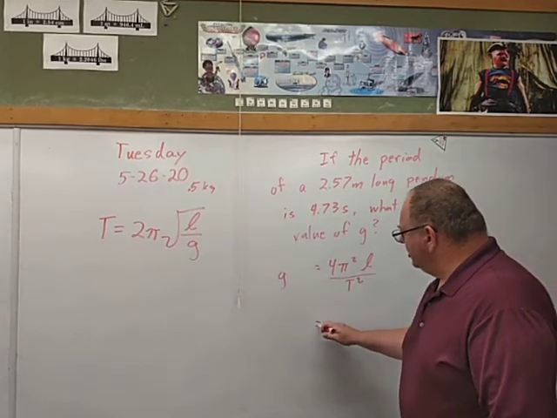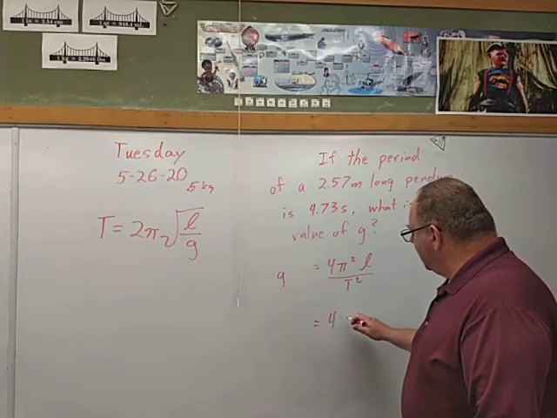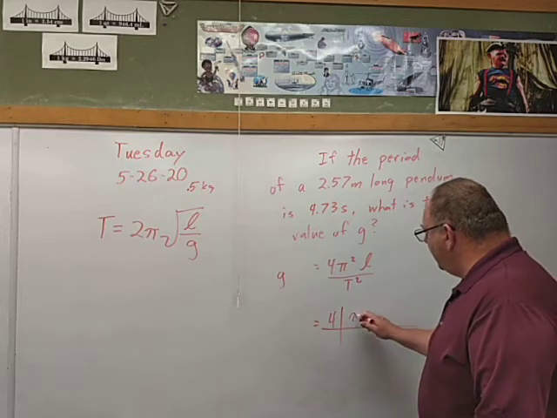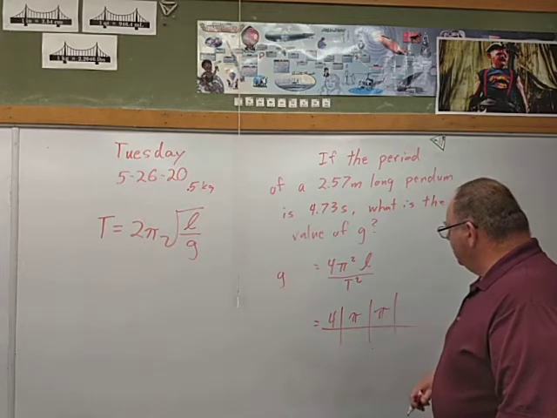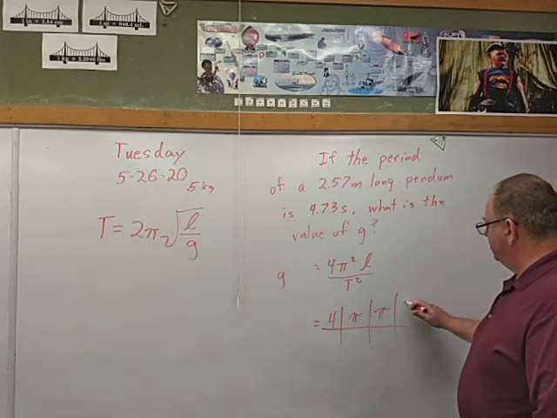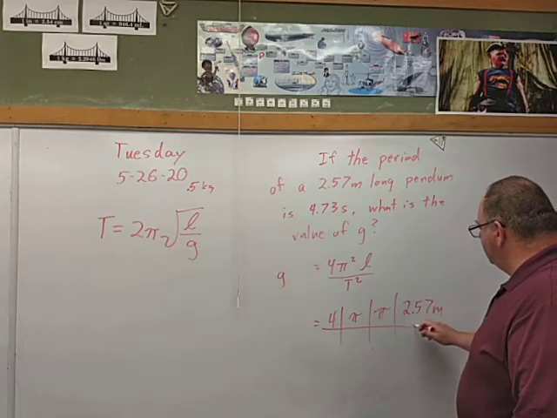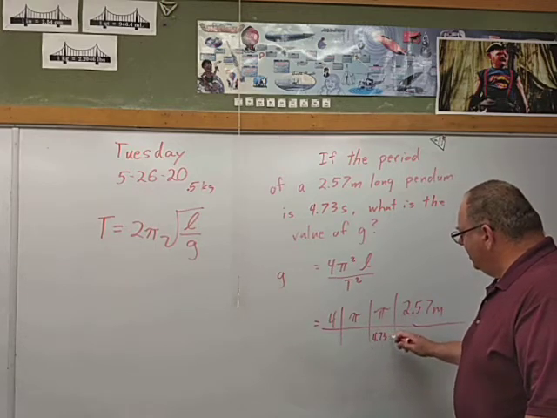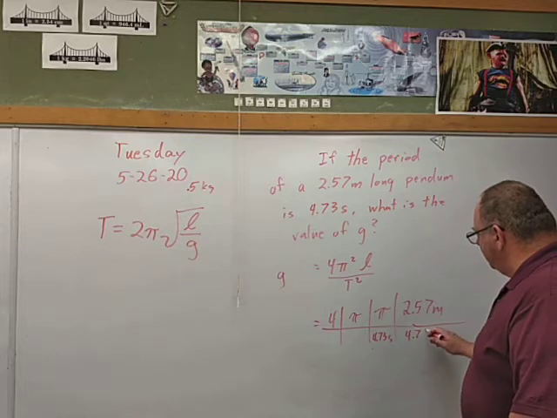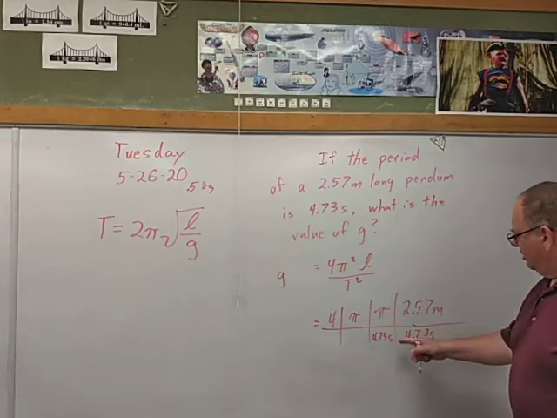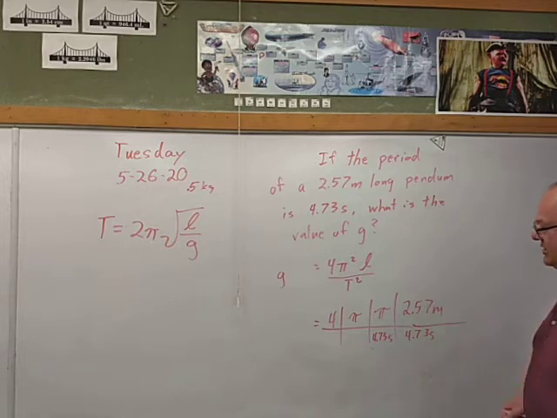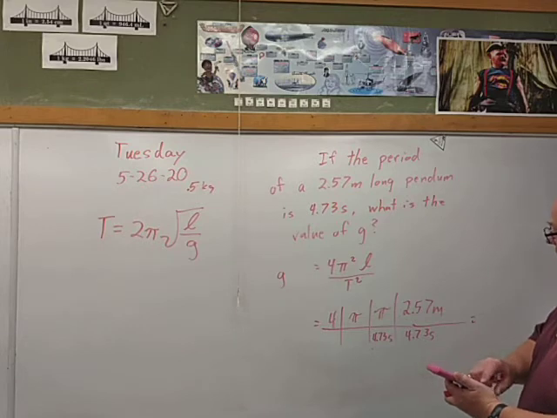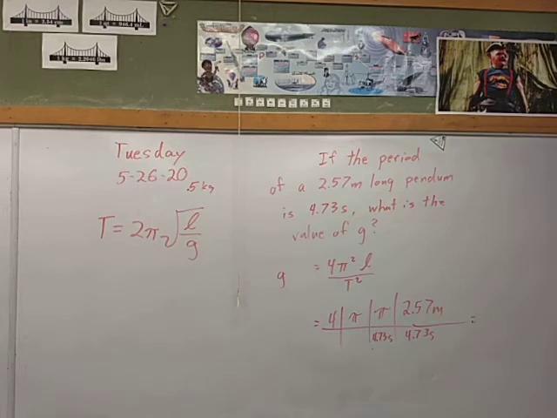So there's my equation. I plug it in. 4 times pi times L was 2.57 meters divided by 4.73 seconds divided by 4.73 seconds. And look at my labels, meters per second squared. That's an acceleration. That's good news. And hopefully I'm not going off your screen. Let me take a peek. Oh yeah, we can still see that.